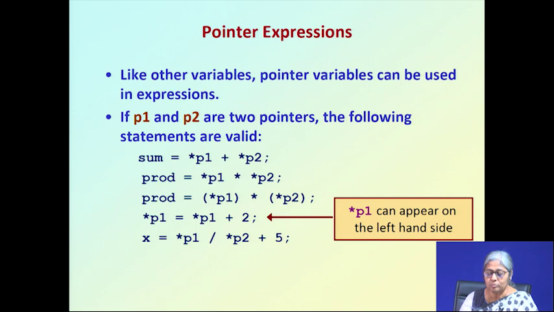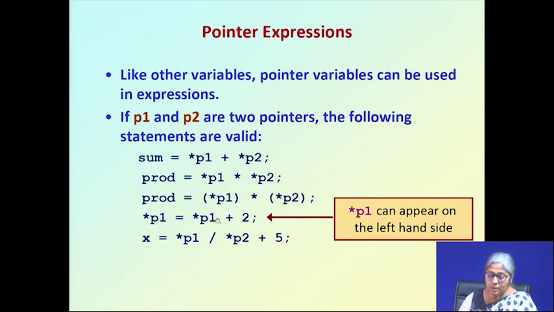Similarly, prod equal to star P1 star P2, because once I know that star P1 is an arithmetic value, we can multiply. Or for star P1 we can give parenthesis also. If there is some confusion between this star and that star, actually this is our multiplicative operator, and star P1 or star P2 represents a pointer. So, same, star P1 we can multiply.